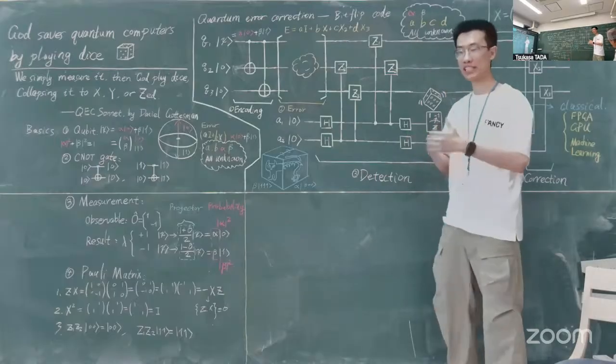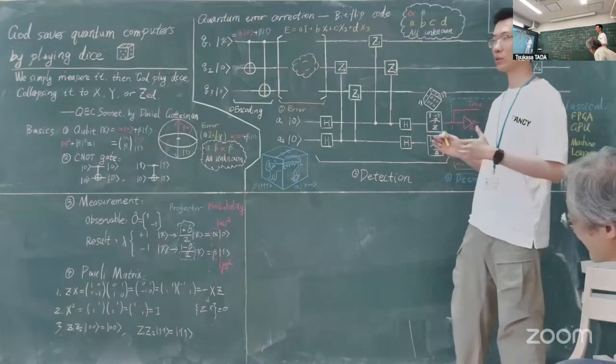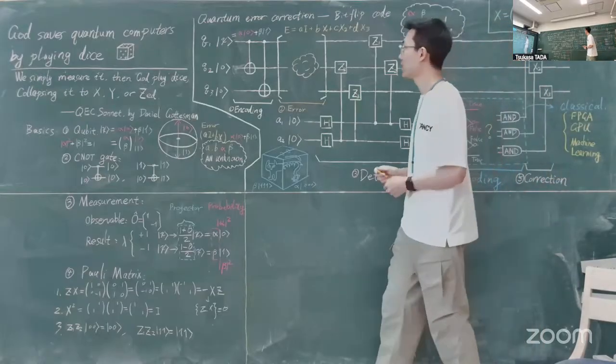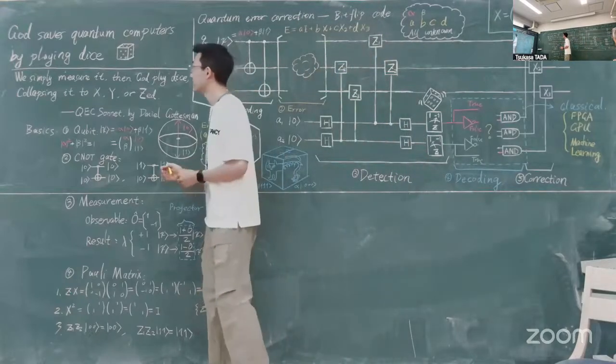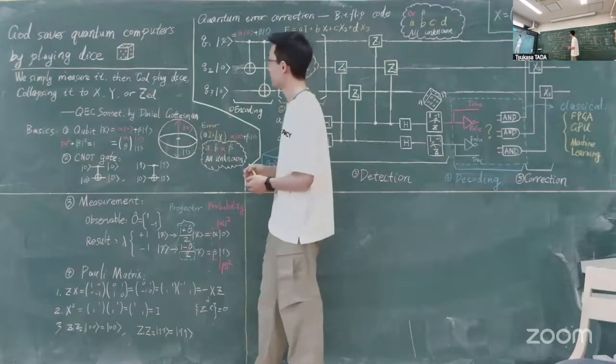I will expand briefly on how error correction works, and maybe we can hope for more collaborations on this topic. Okay, so today the title of my talk is "God Saves Quantum Computers by Playing Chess."